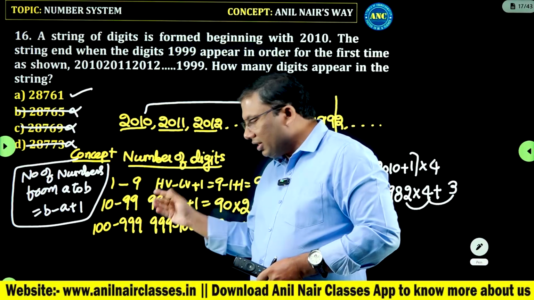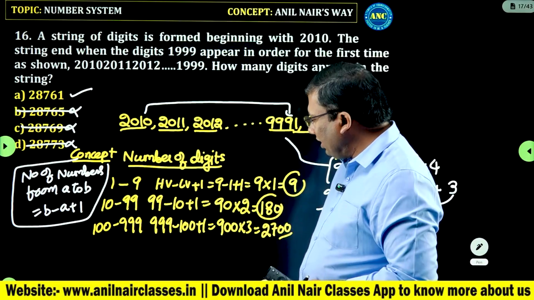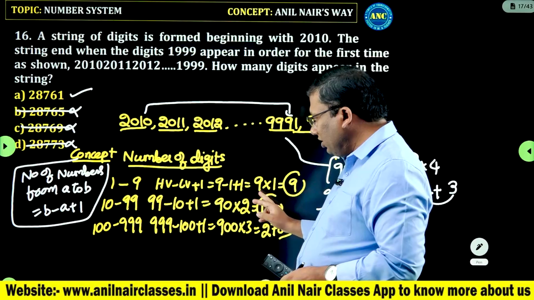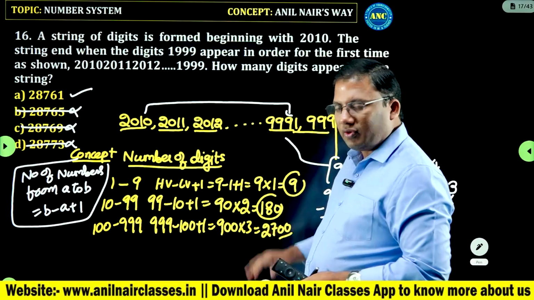10 to 99, 99 minus 10, 89 plus 1, 90 numbers. Since they are 2-digit numbers, 90 into 2. Here it is 9 into 1, 9.